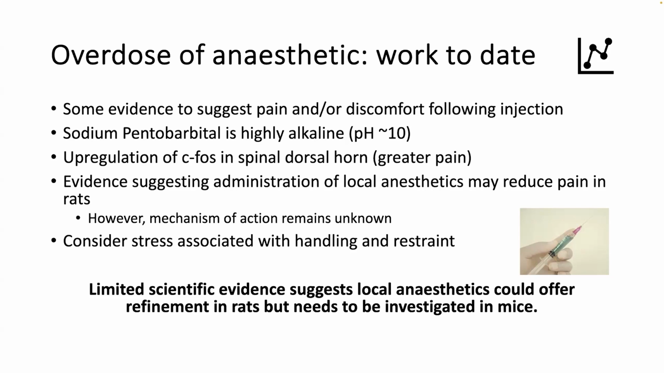And again, another consideration with an overdose of anesthetic is, when we're talking about euthanasia methods, we also have to not just consider the welfare due to the application of the killing method, but we've also got to think about everything that happens to that animal before it loses consciousness. An example for overdose of anesthetic is that they have to be handled and restrained, and therefore this could increase their stress levels. So at the moment, there's limited scientific evidence to suggest that local anesthetics could offer refinement in rats, but this does still need to be investigated in mice.